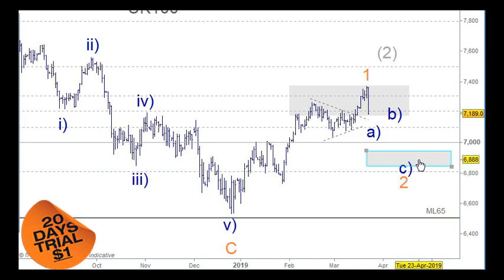There's going to be supports along the way. The wave 4 of 1 lesser degree at 7,100 is going to be a strong support. The 7,000 is going to be a strong support, and back down into this space here. So yeah, step by step, but let's go in and have a look at this and see how we can move through this.